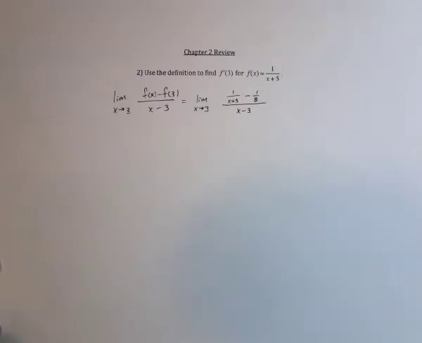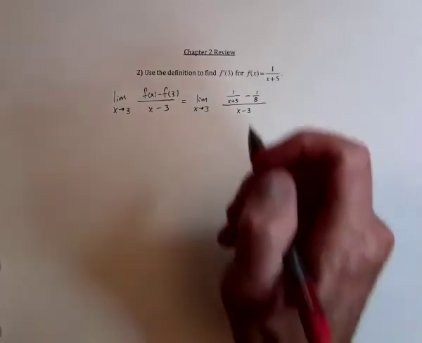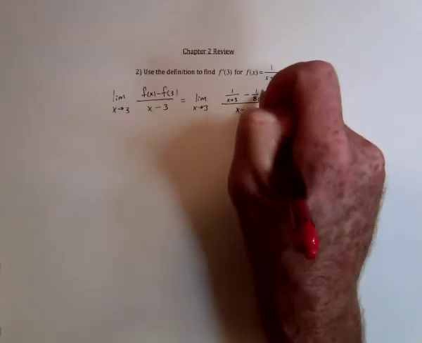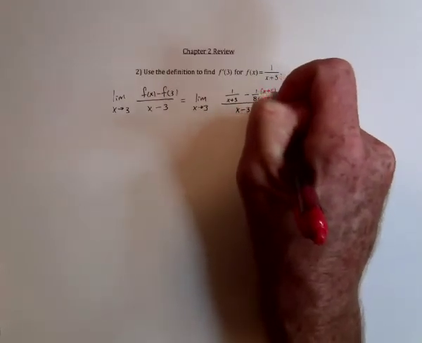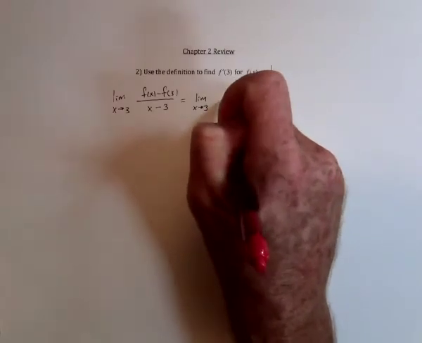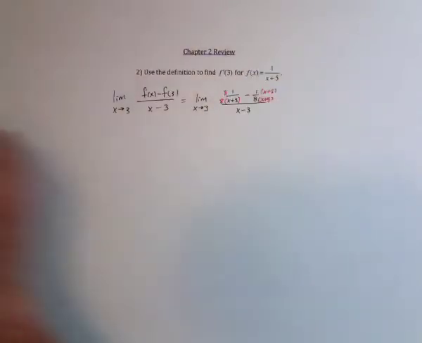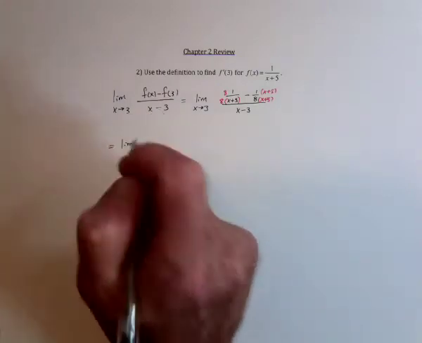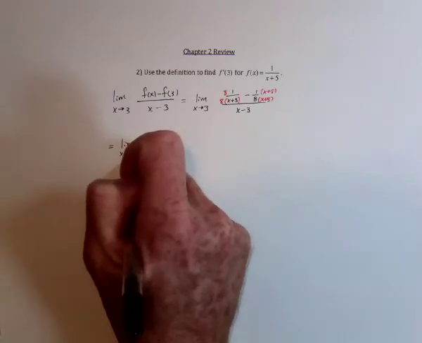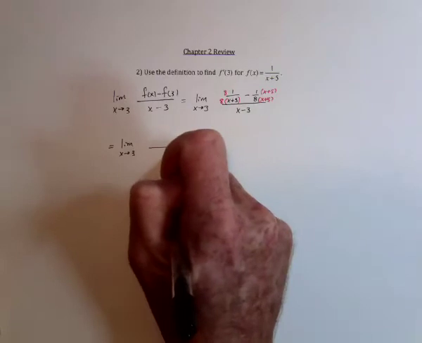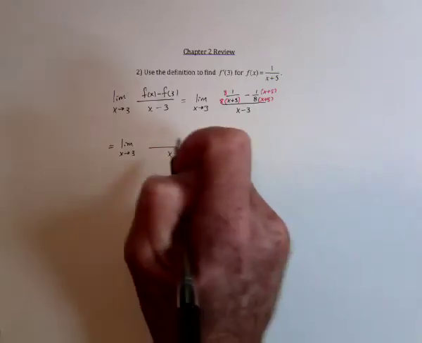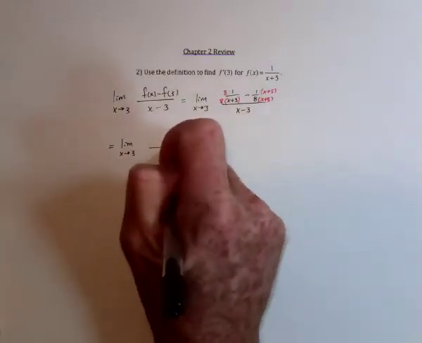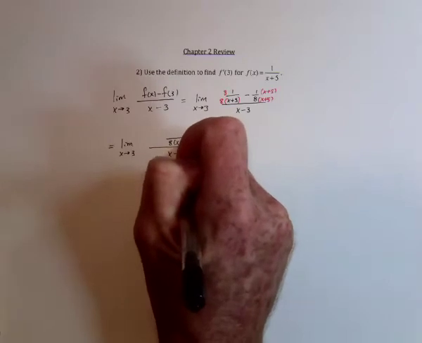So we need to do some algebra, like combine the two fractions on top, get a common denominator, which is going to be the 8 times x plus 5. So this one, multiply top and bottom by x plus 5. This one, multiply top and bottom by an 8. And then we're going to have a compound fraction, still having x minus 3 in the denominator. And then these two are going to have a common denominator of 8 times x plus 5.